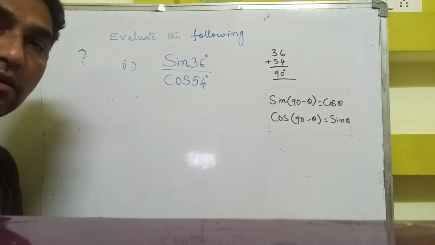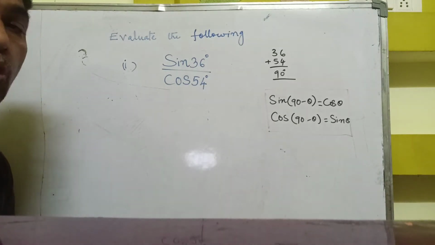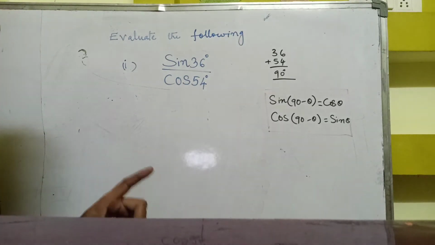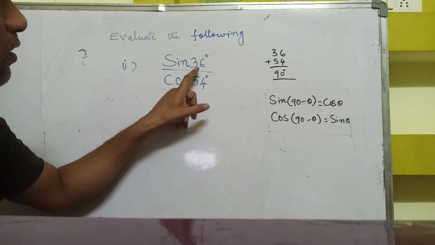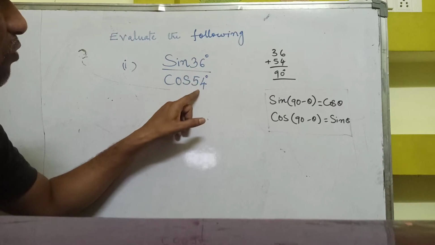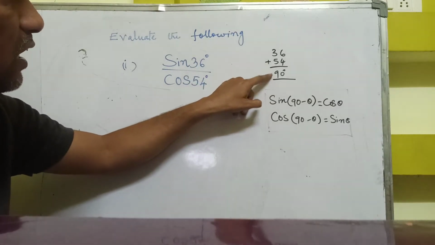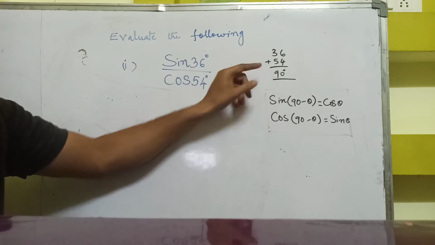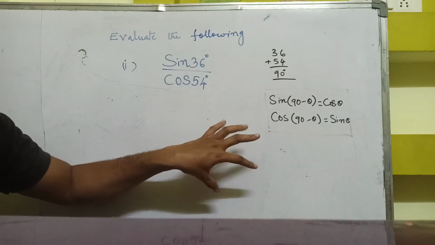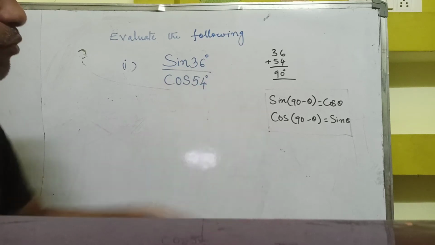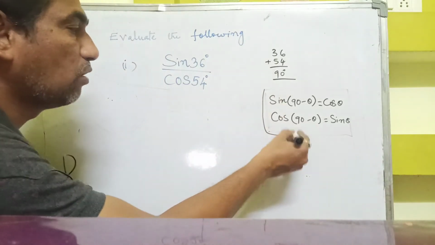Complementary is nothing but when the sum of the two angles is equal to 90 degrees, then those angles are called complementary angles. You can see here 36 degrees and 54 degrees, add these two, 36 plus 54 is 90. It means they are complementary to each other, right? So when they are complementary, now we can apply these complementary angle formulas.